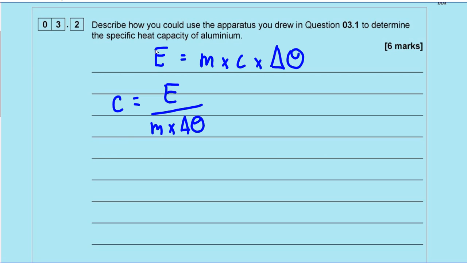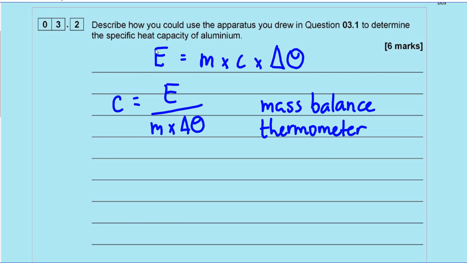Okay, so I'm going to set up the equipment as I've shown in my diagram. I'm going to need to know the mass of the block, so I'm going to use a mass balance so that I accurately know the mass of the block. I've got my thermometer so that I can accurately measure the temperature rise of the block as I'm supplying it with power from my power supply.